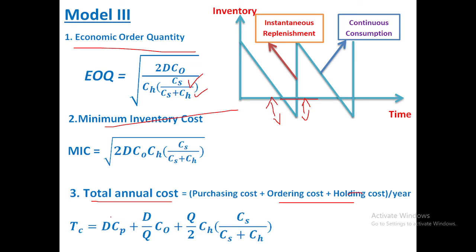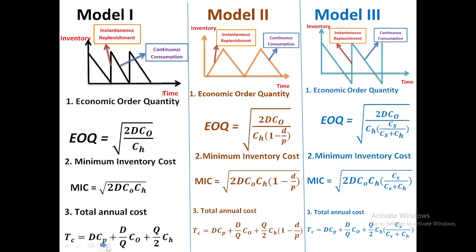So DCP: demand times price per unit. D by Q, demand over quantity, times the ordering cost. Q by 2 times CH, the holding cost. And CS divided by CS plus CH is the shortage cost, where CS means shortage cost. This is the comparison of model 1, model 2 and model 3. In model 2, the EOQ is 2D C naught CH with an extra term, 1 minus D by P, for the daily production. This is a good model followed by all companies.